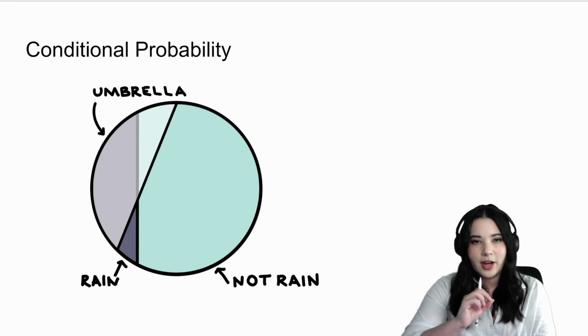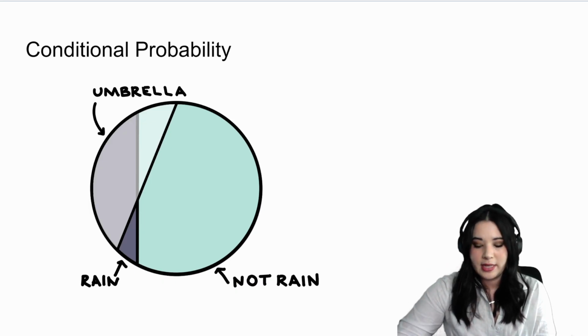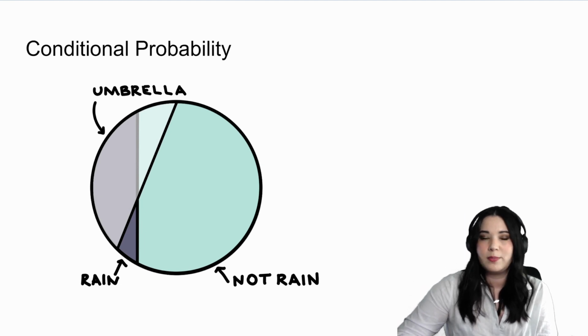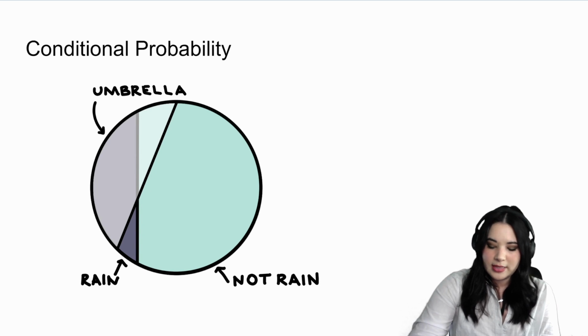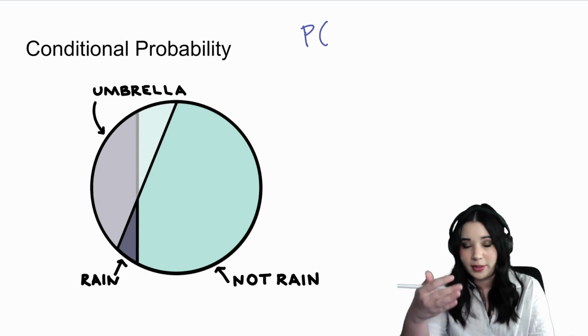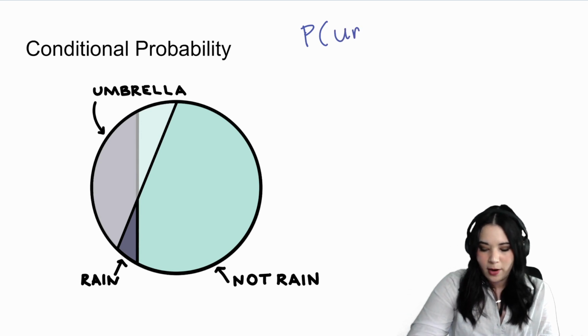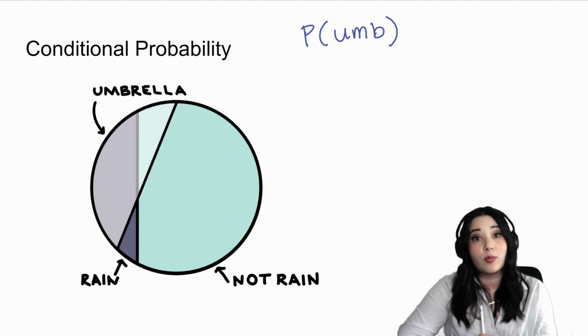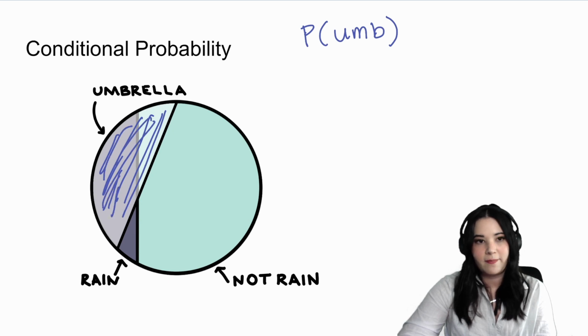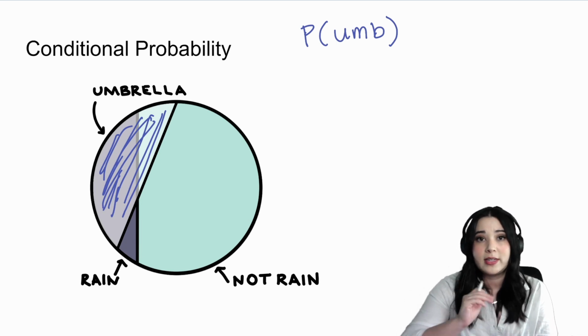All right, let's talk about conditional probabilities. Conditional probabilities are just like regular probabilities, but with extra steps, which I'll show you. So let's look at a plain probability first. I'm going to use this P notation, which means the probability of. So we're going to look at what is the probability that I bring an umbrella to campus. So in this picture, you can see that's represented by this kind of transparent area. So this is a little high, but let's say it's about 20%. 20% of the time, I will bring an umbrella to campus.